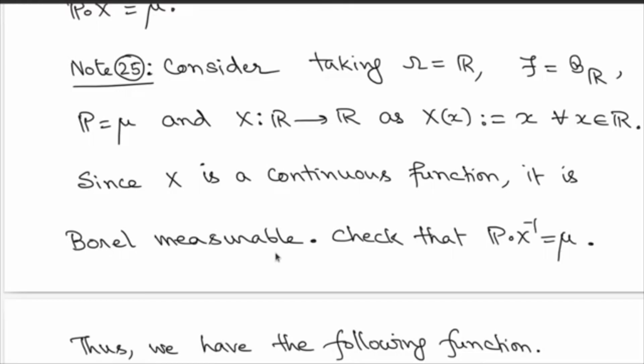And now what you can check immediately, that P compose X inverse, with these choices, P compose X inverse will exactly become the measure mu. Okay, this is just rewriting whatever information you have already been given, and since you have taken the function x to be the identity function, you are not really changing anything. But this gives you an explicit construction of a random variable with the specified law mu.